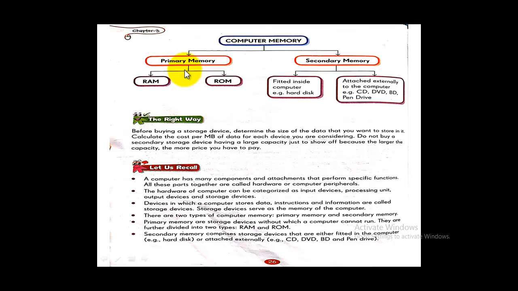Computer memory is of two kinds: primary memory and secondary memory. Now this primary memory is divided into two types. The first one is RAM and the second one is ROM.